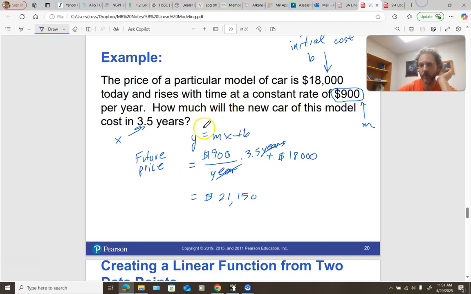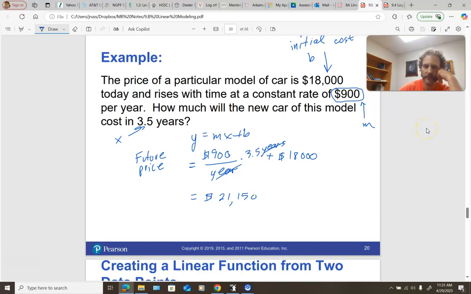You can see how we created this model. And if the rate at which the price changed stayed constant, then we could predict what the price of this car is going to be in 10 years, okay, in 7 years, etc. I'm assuming the price is rising due to inflation. That would be my guess.